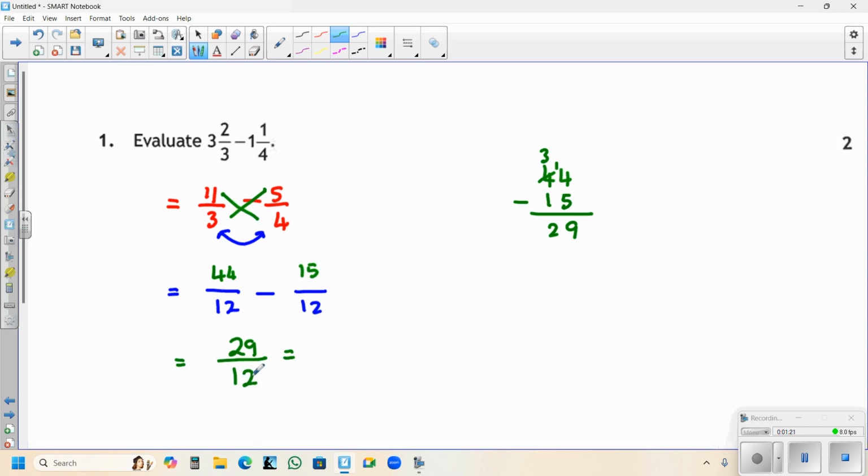Now, when you have got something like that, check to see if there's any numbers that will divide into top and bottom. There isn't, so we can't simplify anything there. So now we're going to see how many 12ths we can get out of 29. So 12 and another 12 gives me 24. So I've got 2 whole numbers. I've used up 24 of them. How many more have I got left? I've got 5 left. So my answer is 2 and 5/12.